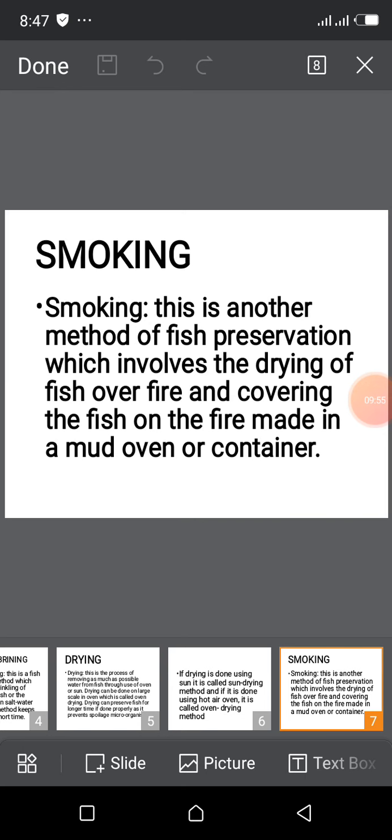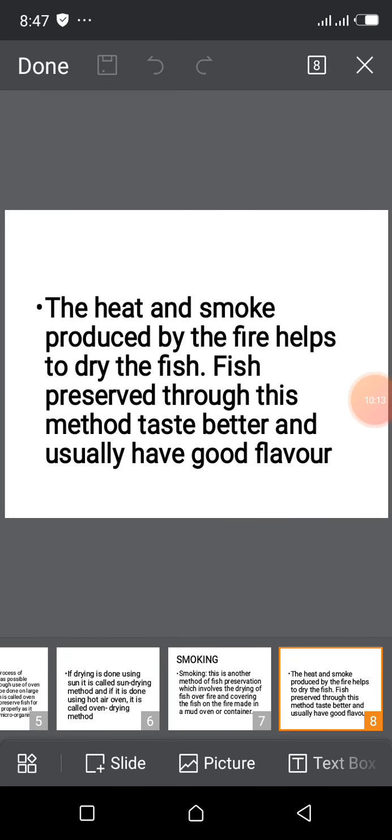When you have the fire done, then there will be wire gauze, and the fish will be placed on the wire gauze, just like the corn will be placed, but with the exception that the fish is going to be covered with a container, which means the heat and the smoke produced by the fire will help to dry the fish. Smoking makes use of heat and the smoke that is produced by the fire in order to dry the fish.